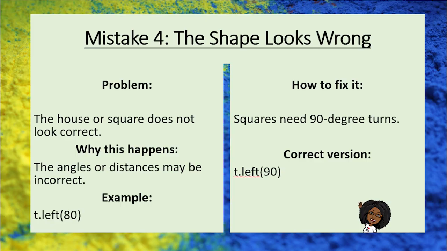Mistake number 4. The shape looks wrong. Problem: the house or square does not look correct. Why does this happen? The angles or distances may be incorrect. Here's an example. How to fix it? Squares need 90-degree turns. Here's the correct version.